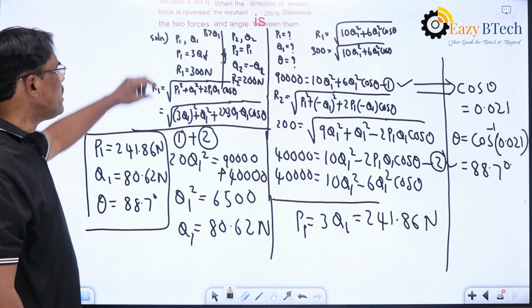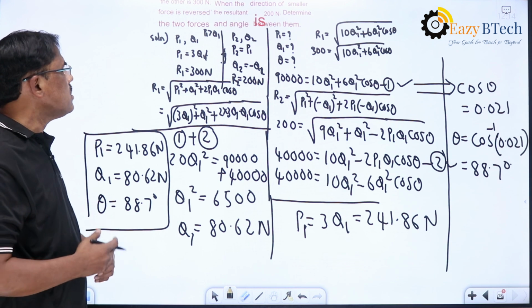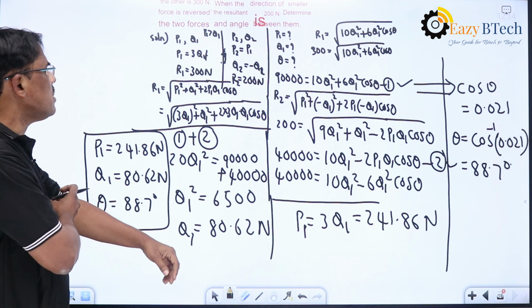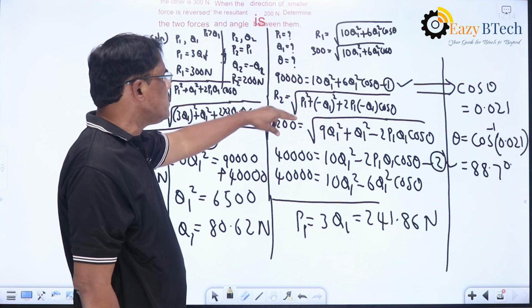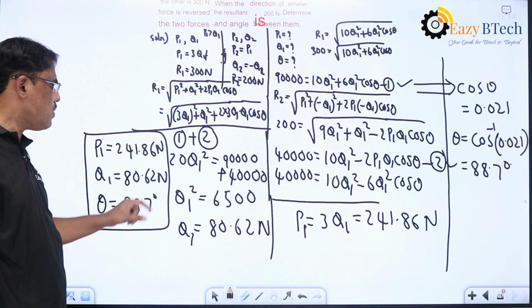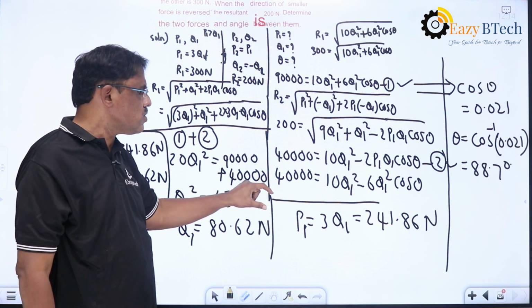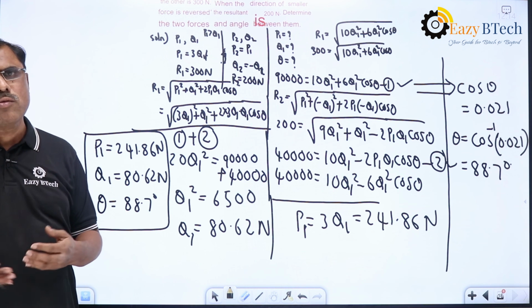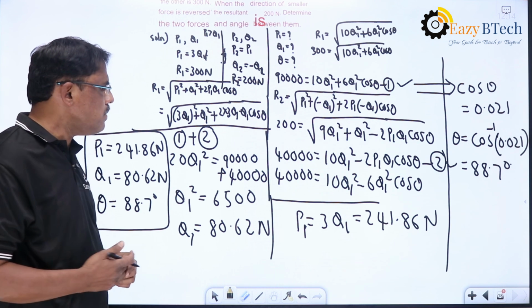So once again, here we have taken both the cases. In the second case, the direction of the second force is reversed. We've taken both the resultants and we got two equations. On solving these two equations, we got the values of P1 and Q1, and you take one of the equations to substitute P1 and Q1, and automatically you get the value of theta. So this is how it can be solved.